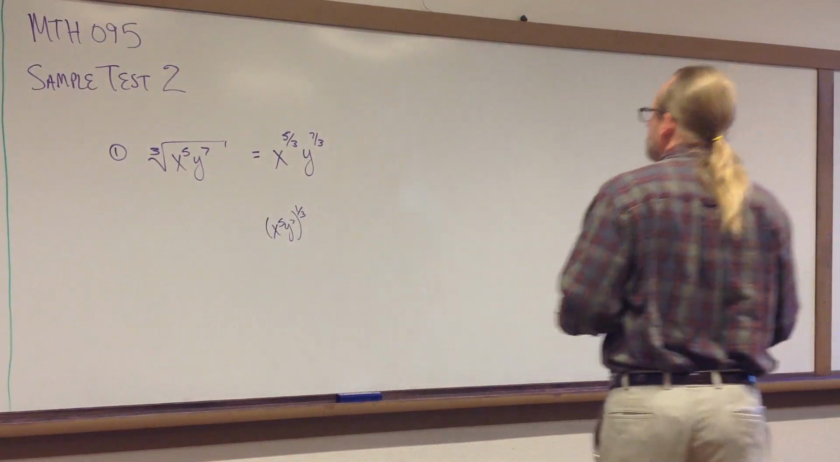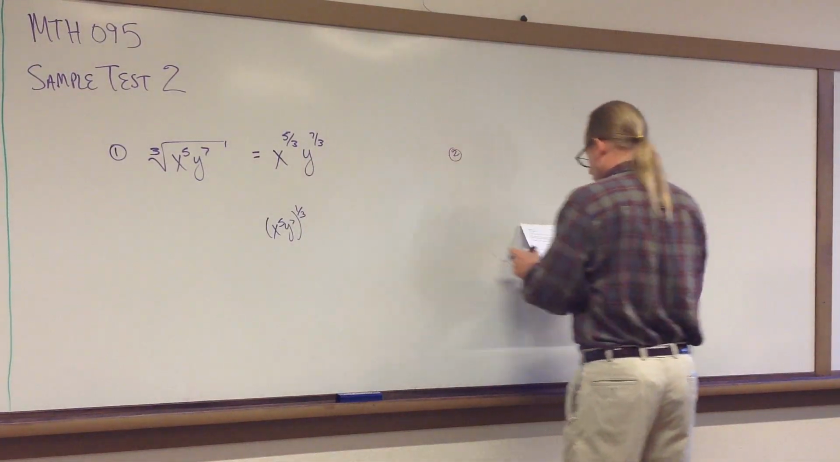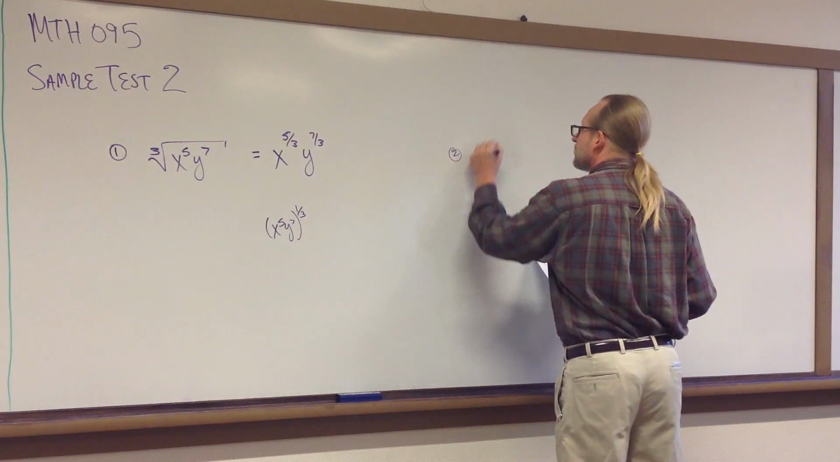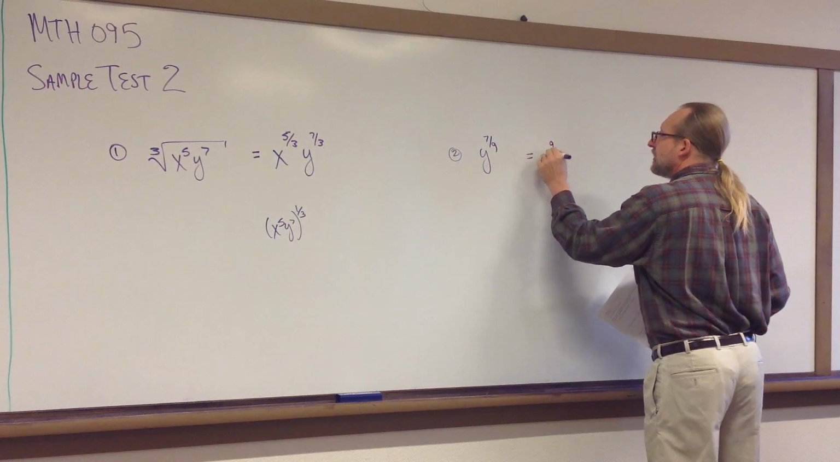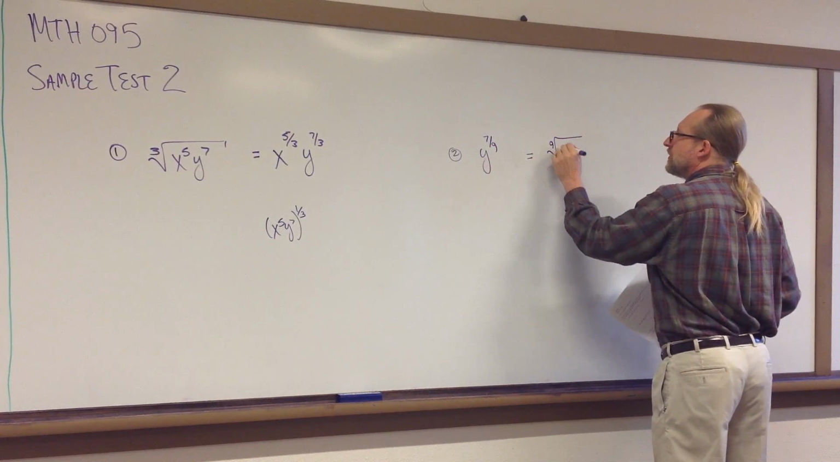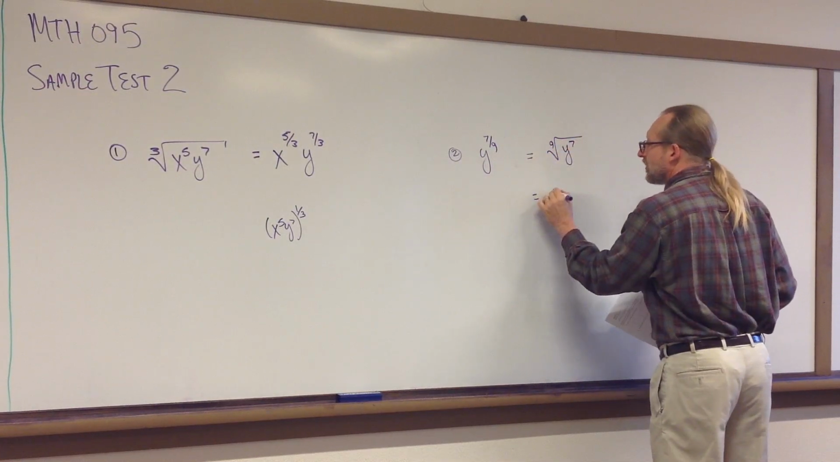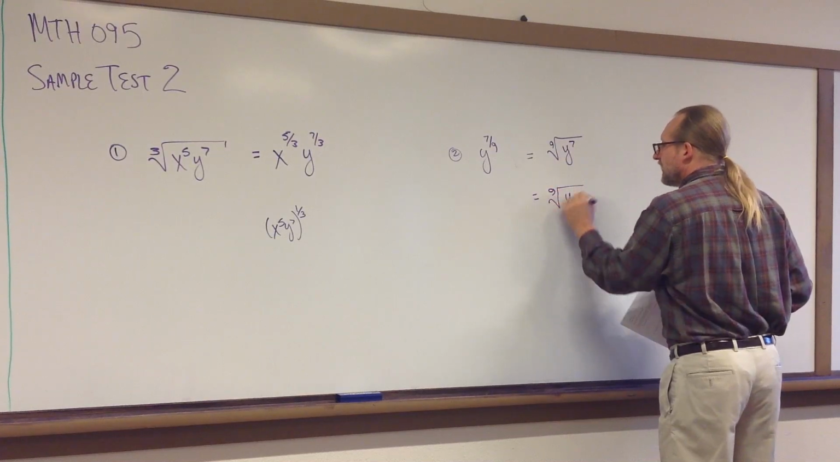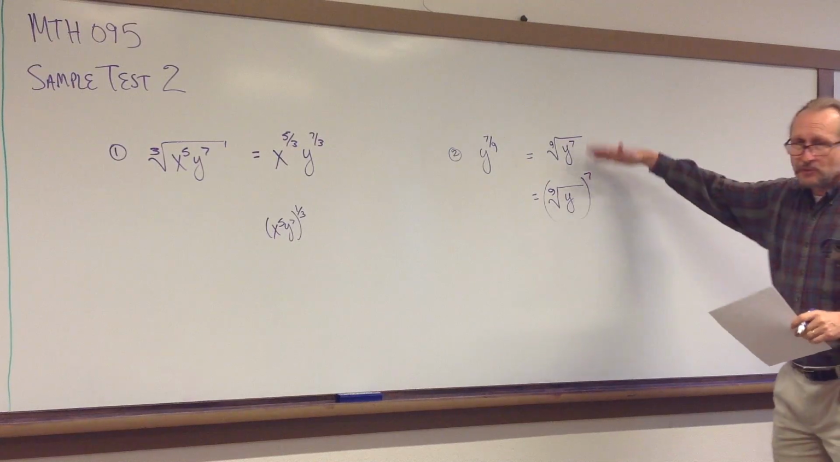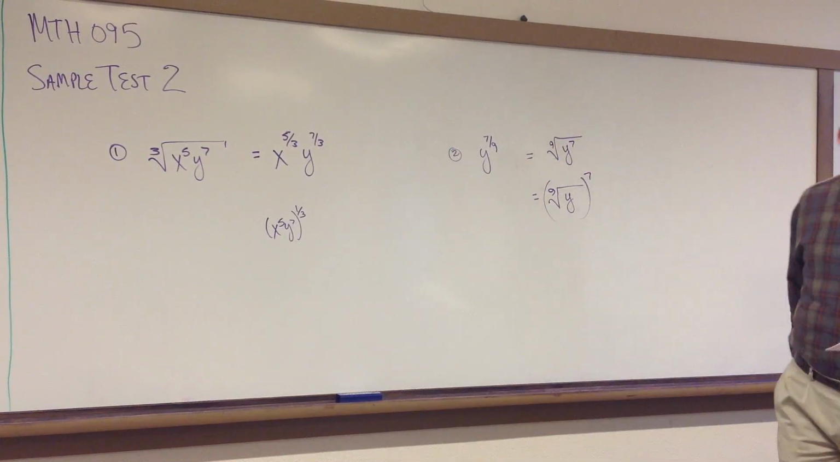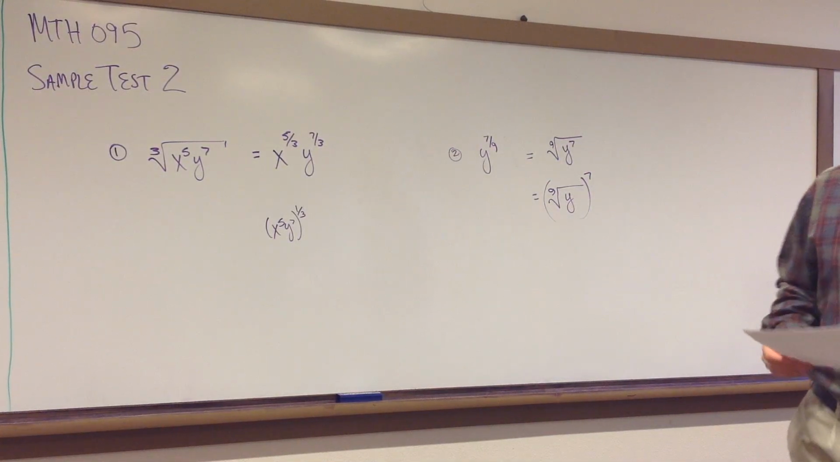Problem 2 is the opposite. Problem 2, we get y to the 7/9, and we want to write this using radical notation. So that'll be the 9th root of y to the 7th power. You can also write the 9th root of y raised to the 7th power, and these are both equivalent. There's really no difference between them.